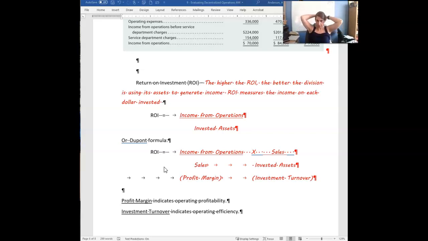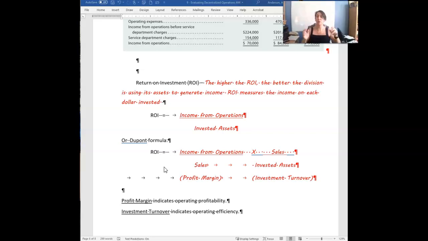Meaning that if a business has a ton of assets, they should be generating income for you, right? If they've got machinery and equipment, buildings and all kinds of good stuff, they've got all the assets. Are they generating good income for you, right?